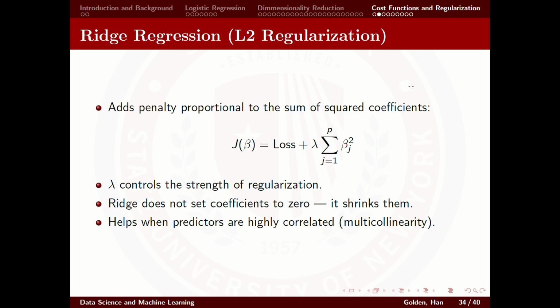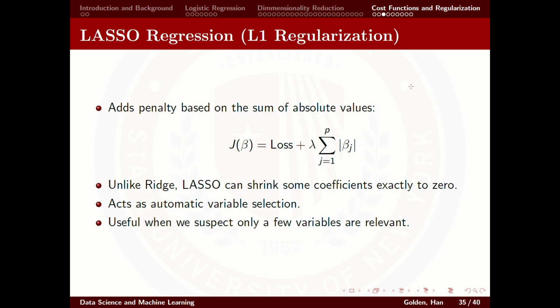And it's widely used with regression and classification models. So ridge regression adds a penalty proportional to the sum of squared coefficients. J of beta equals loss plus lambda times the sum of beta squared. So lambda controls the strength of regularization. It doesn't set any coefficients to 0. It just shrinks all of them, and it helps when predictors are highly correlated.